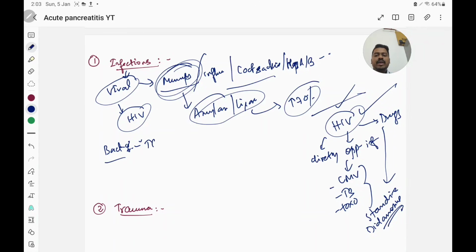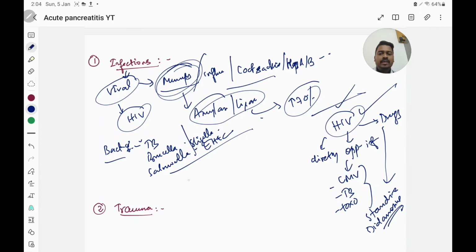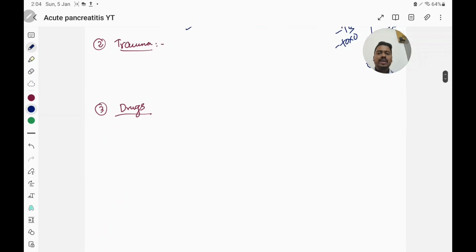Bacterial causes: we have TB, brucella, salmonella, and two or three more bacteria known to cause pancreatitis. Even Shigella also causes it, and enterohemorrhagic E. coli. These are the known causes. And coming to parasitic, one important cause in the Indian scenario is Ascariasis. These Ascaris worms can go into the pancreatic duct, block it and cause pancreatic inflammation. So Ascariasis is one such condition known to cause pancreatitis.